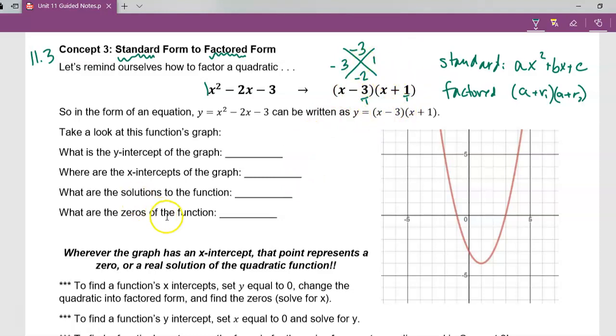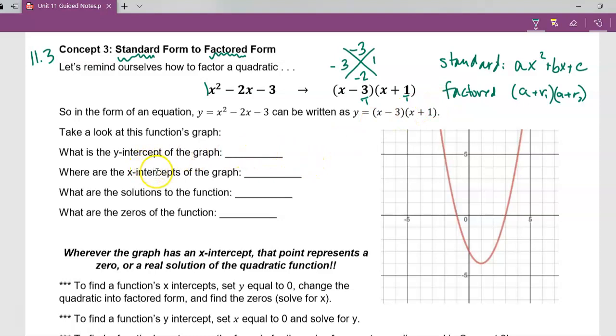Okay. So in our example here, the equation in standard form, x squared minus 2x minus 3, is written in factored form as y equals x minus 3 times x plus 1. Now let's look at the graph.